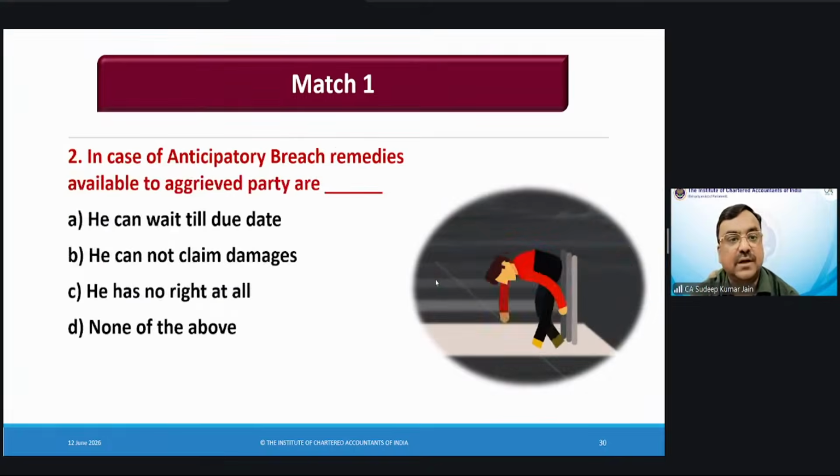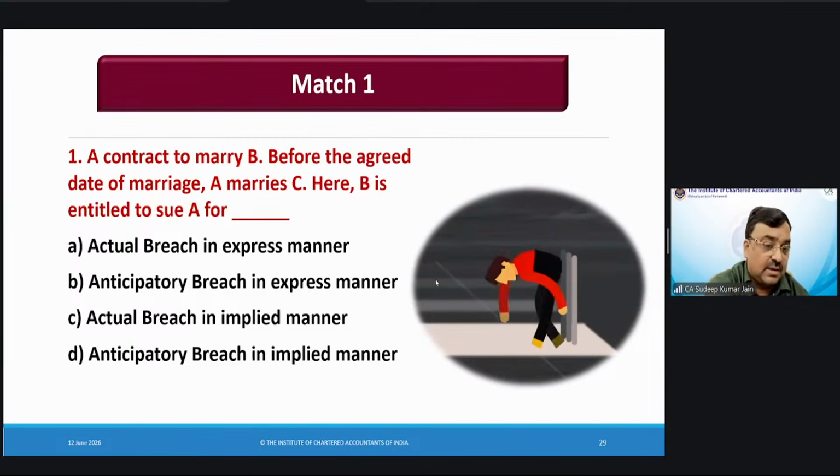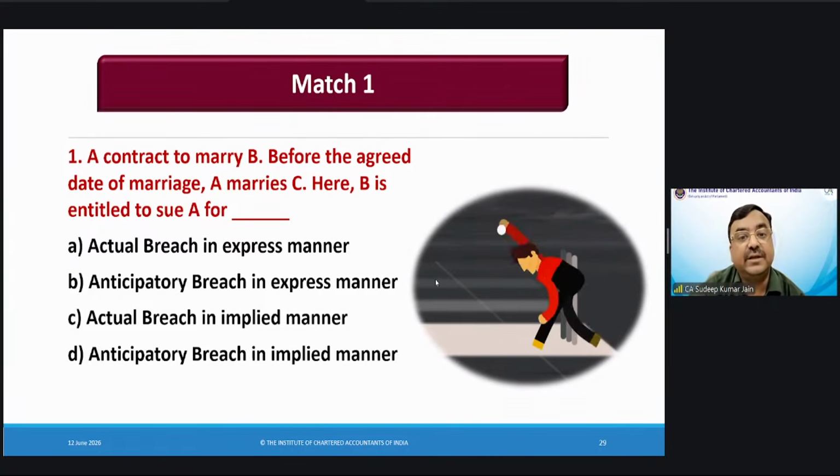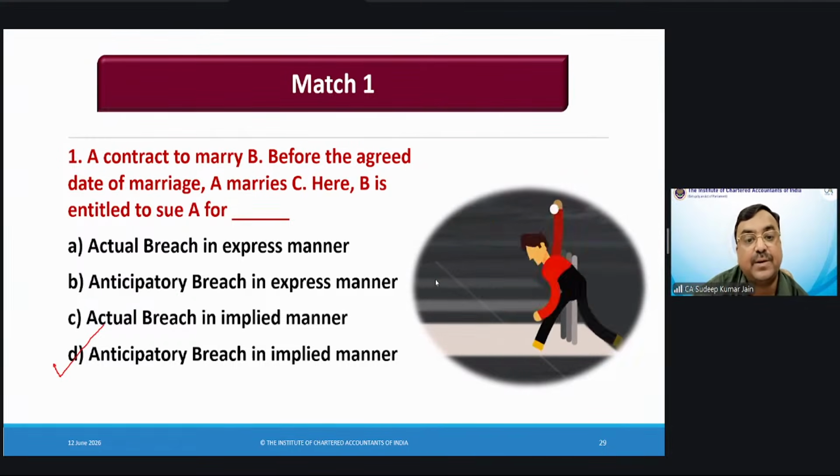So let's start the answers. A contract to marry B before the agreed date, and A marries C. So this is the anticipatory breach in implied manner.